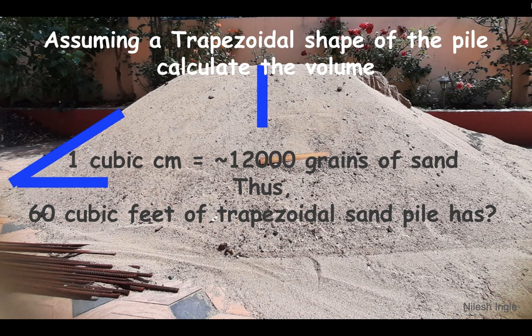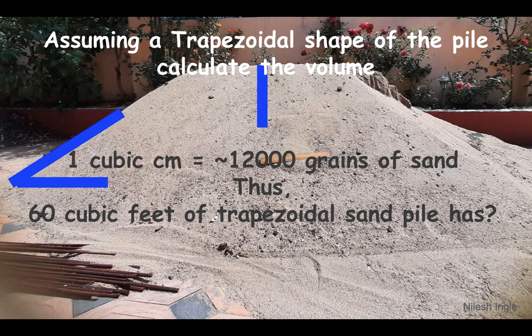Welcome back after about 400 scans. We now know that 1 cubic centimeter of sand that we sampled earlier has about 12,000 grains of sand. Now we can use that number to calculate how many grains of sand could be there in this pile of sand in front of you on the screen.